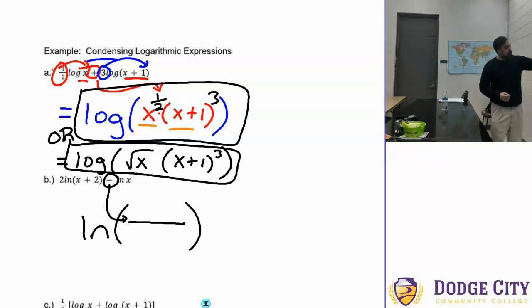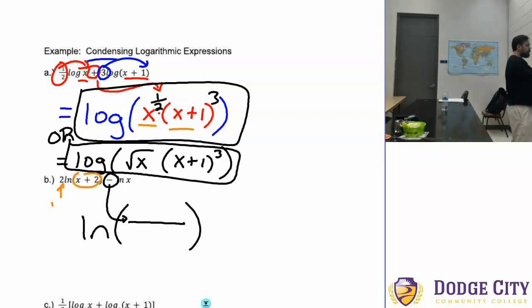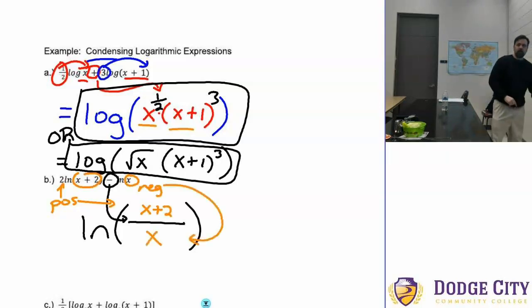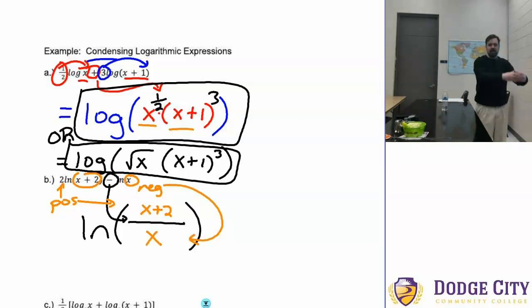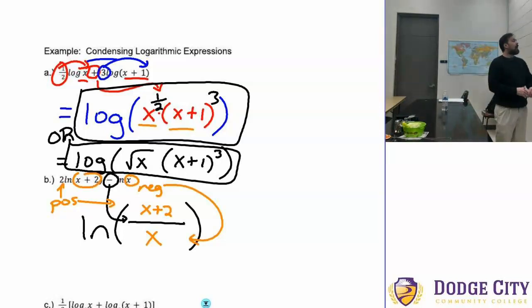So what should go on top is the positive logarithm's content, right? So the x plus 2, this is the positive logarithm, so it should go on top. So I'm going to put x plus 2 on top. And then x, this is from the negative logarithm, so it should go in the denominator, right? So any content from a positive logarithm should be in the numerator. Any content from a negative logarithm should be in the denominator. That's the general principle, right? You're always dividing by what's in the negative logarithms, right? And then if there's any numbers outside the logarithm, those become exponents.